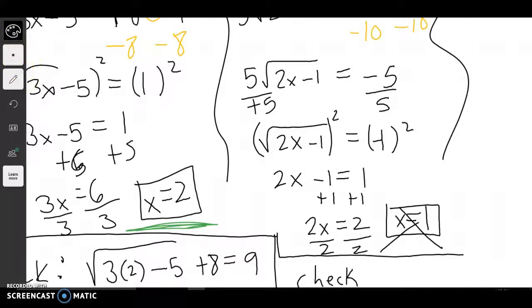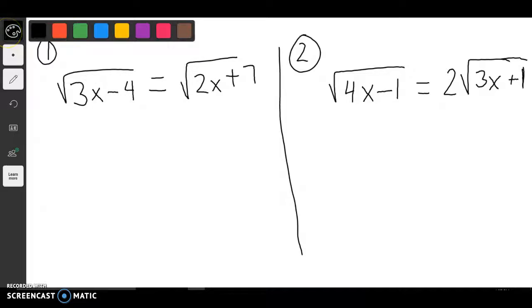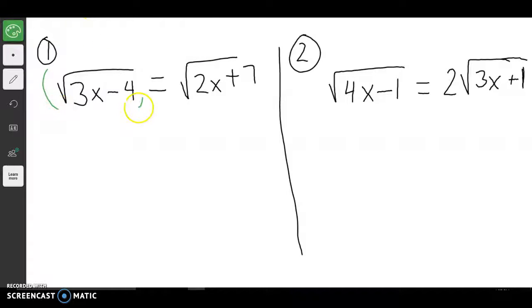Let's try another example. Okay, so question number 1. This example is a little bit different because everything has radicals over top of them. So there's actually nothing that I can do right off the bat. So the first step that I would take, since I can't do anything right off the bat, is I would just square both sides. So that's the very first thing I would do.